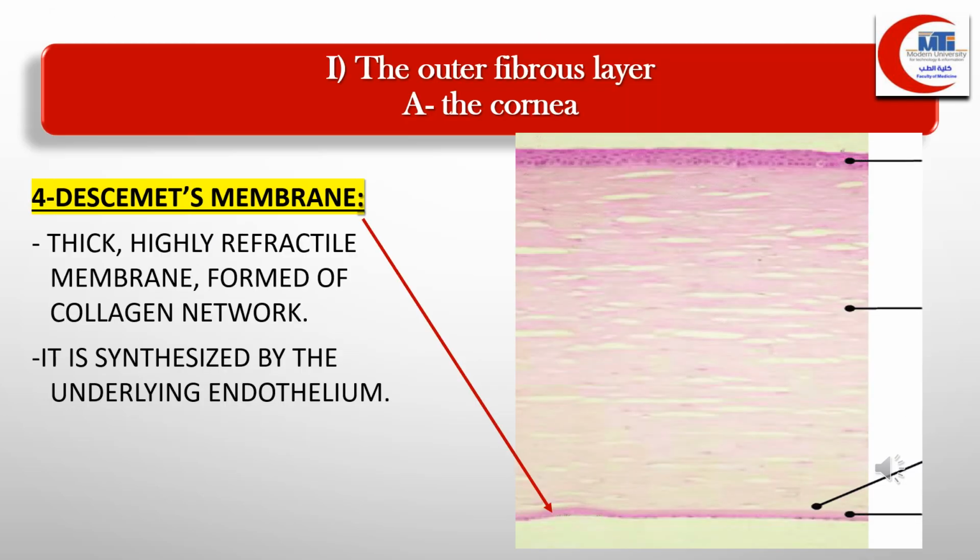The fourth layer is the Descemet's membrane. This is the Descemet's membrane, a thick, homogeneous, highly refractile membrane formed of collagen fibers forming a network, but there are no elastic fibers. It is synthesized or produced by the underlying Descemet's endothelium.